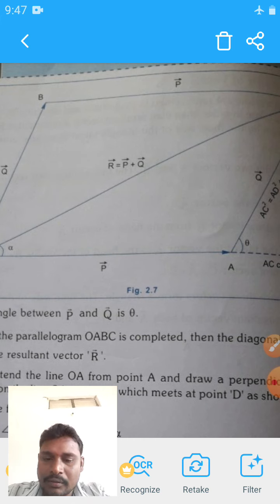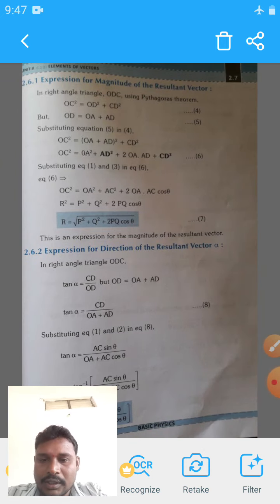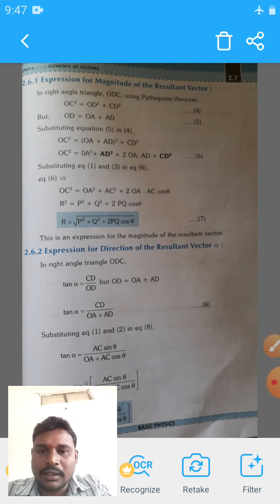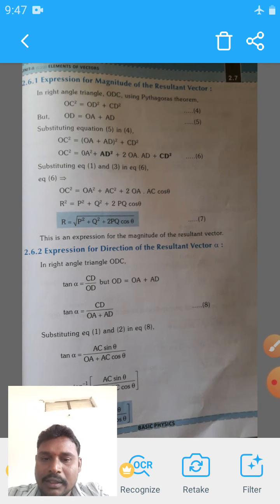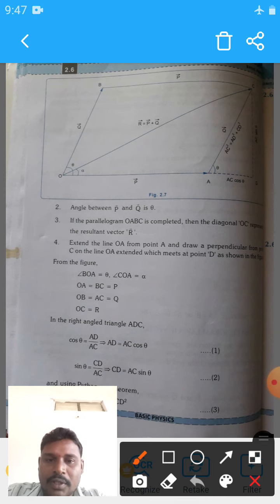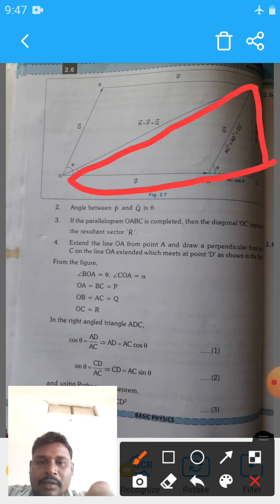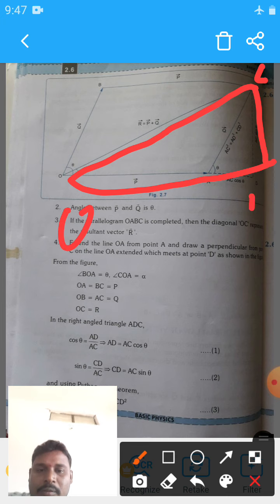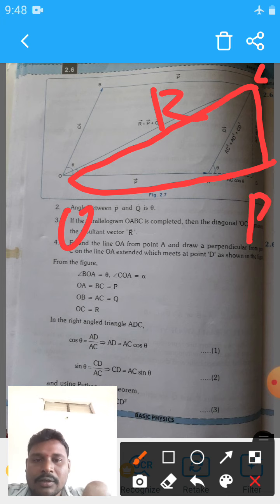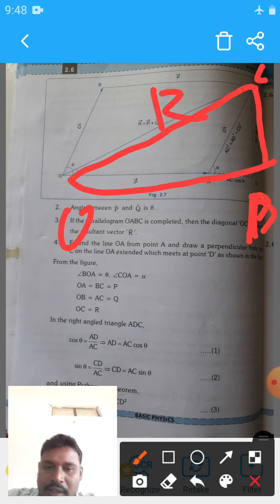Mod R bar came as the square root of p square plus q square plus 2pq cos theta. Now we are going to derive the expression for the direction of the resultant vector, that is alpha. For the resultant magnitude and the resultant direction, we have to utilize this triangle COD. Whatever we did for the resultant magnitude, we are utilizing this triangle COD, and for the direction also we are utilizing the triangle COD.